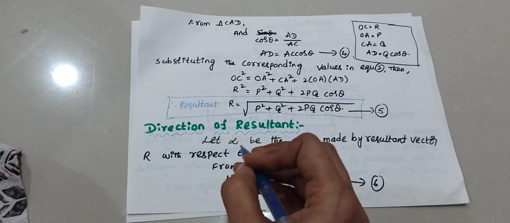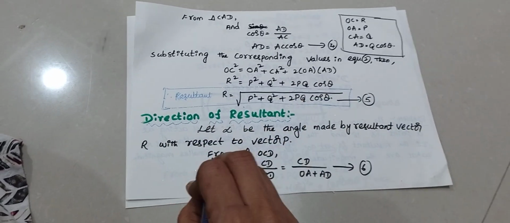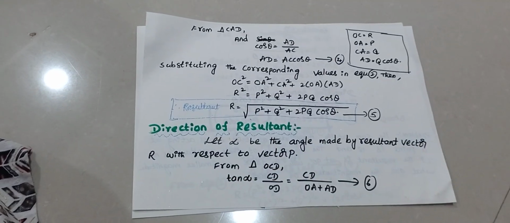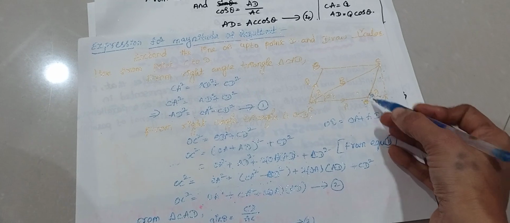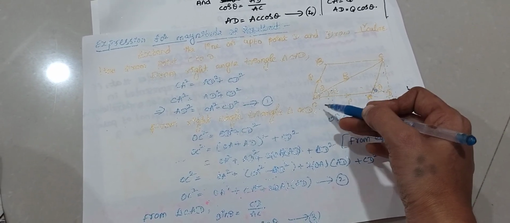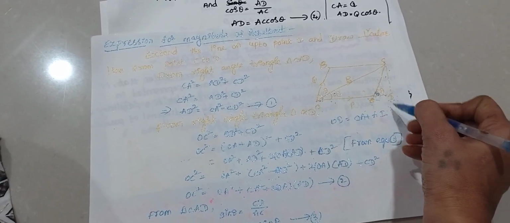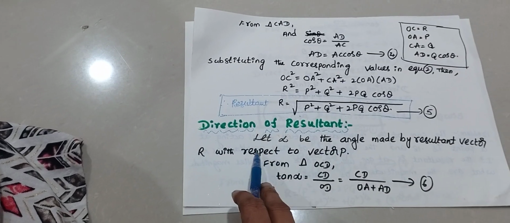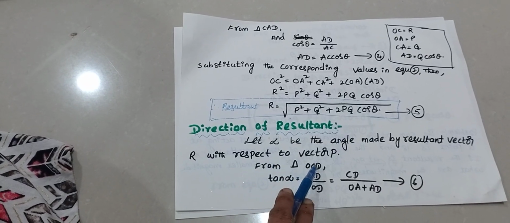Next, we can calculate the direction of the resultant. What is the direction of the resultant? Let us consider this figure. From triangle OCD, let alpha be the angle made by the resultant vector with respect to vector P.